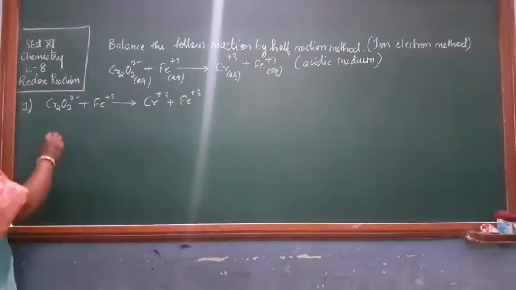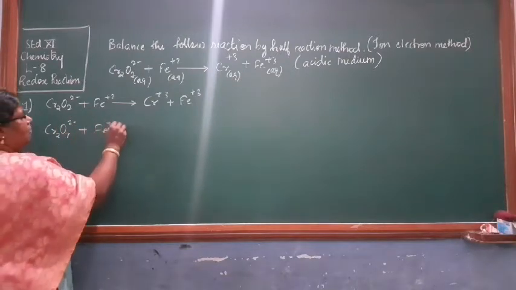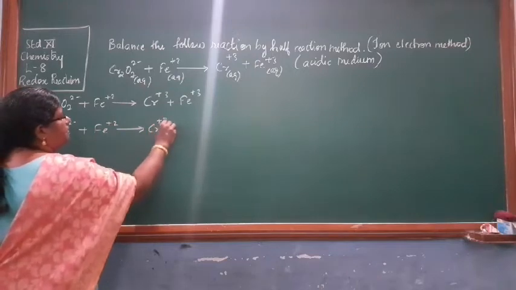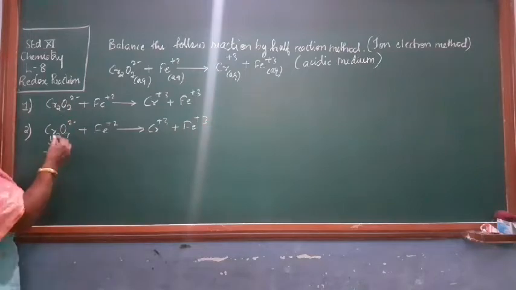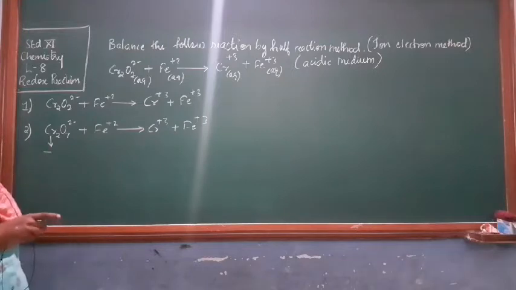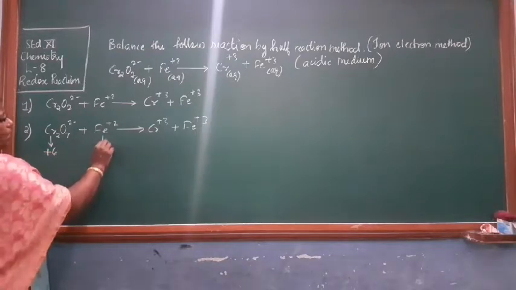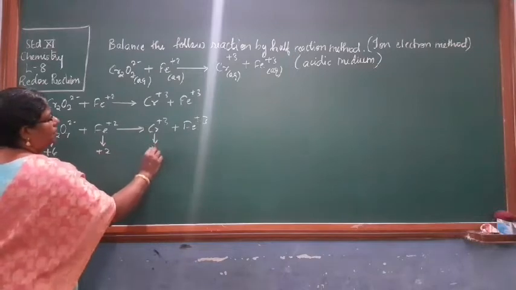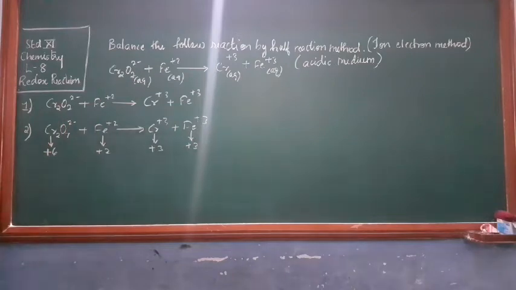Now, what is the second step? To assign the oxidation number, isn't it? So, we will assign oxidation number. Here chromium, this reaction we have already done in the previous two methods, that is acidic medium, basic medium, balancing by oxidation number method. So, you will get here plus 6. Here you have plus 2, here you have plus 3, here you have plus 3. So, we have assigned oxidation number.